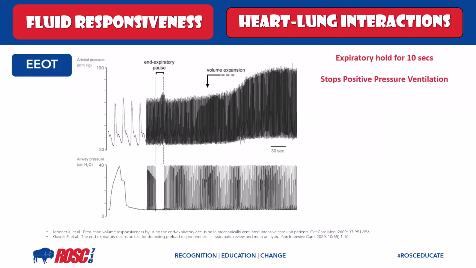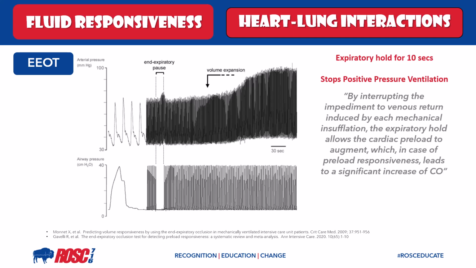Another pretty interesting test is the end expiratory occlusion test. The way that you conduct this test is to perform a 10-second end expiratory hold on a ventilated patient. Obviously, the big limitation is a patient that can't tolerate that or won't allow it. And essentially, by doing an end expiratory hold, you're stopping the positive pressure ventilation.